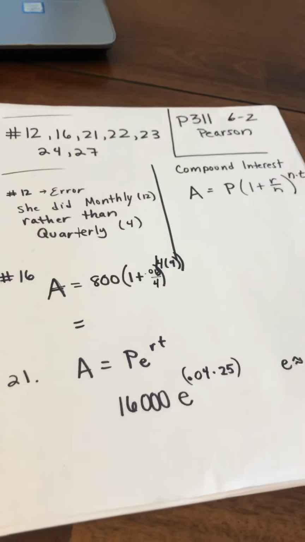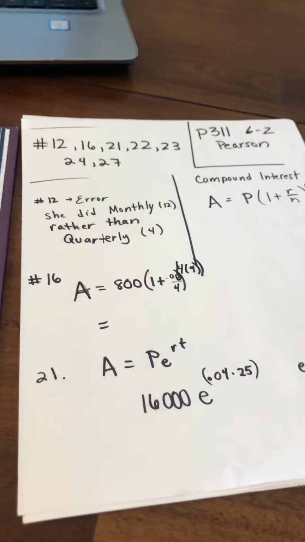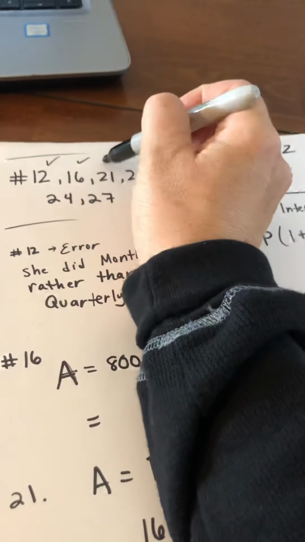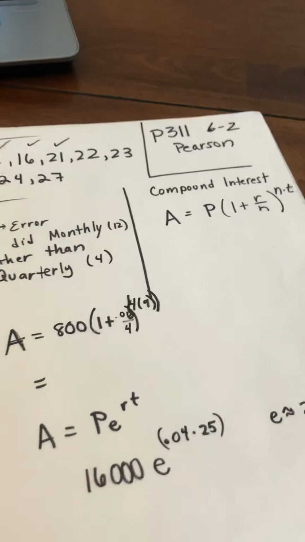That'll get you started on 6-2, and I'll probably do another video like this if there's any interest and I can keep going. But now you've got 12, 16, and 21 talked over, and so we can continue from there.